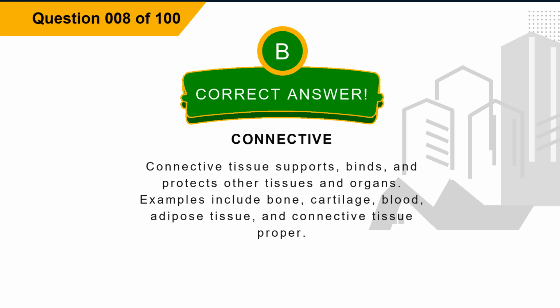Explanation. Connective tissue supports, binds, and protects other tissues and organs. Examples include bone, cartilage, blood, adipose tissue, and connective tissue proper.